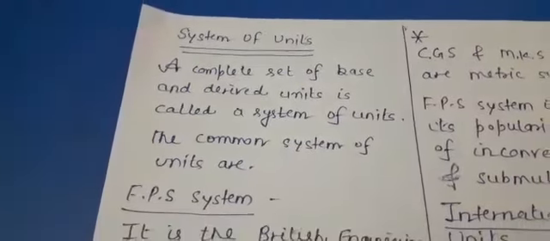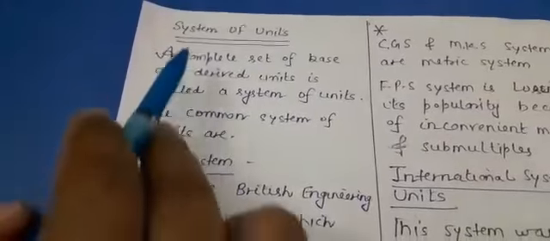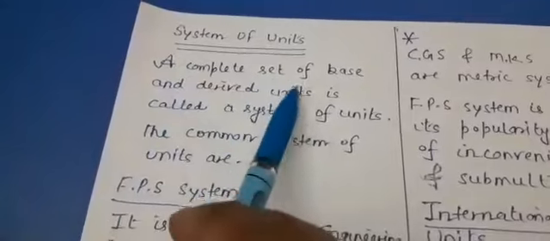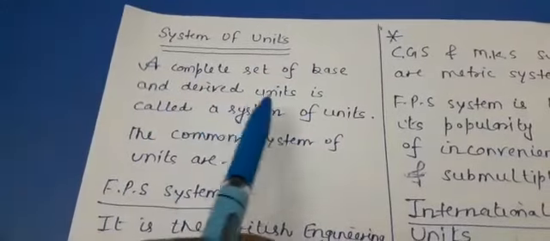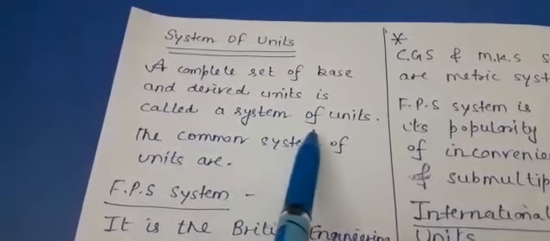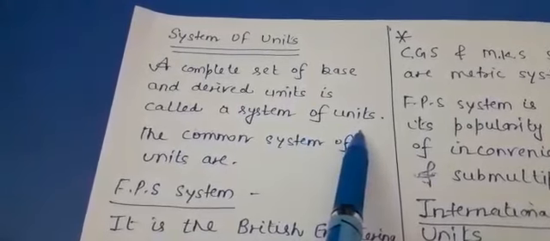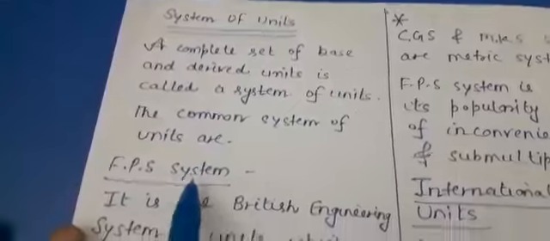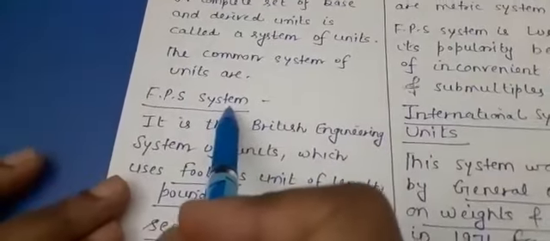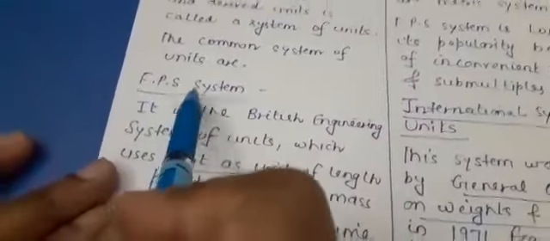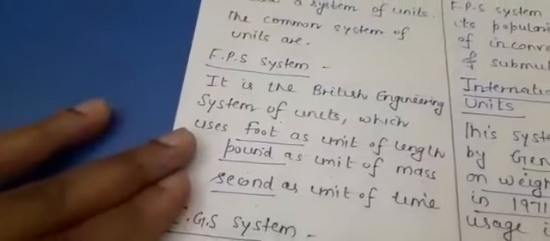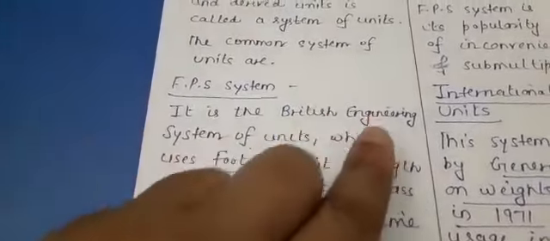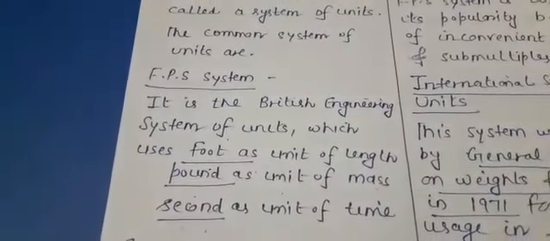So today we are starting with the first topic, system of units. It is a complete set of basic and derived units. It is called a system of unit. Basically, there are three systems of units. First is the FPS system. FPS system is also taken as the British Engineering System of Unit.